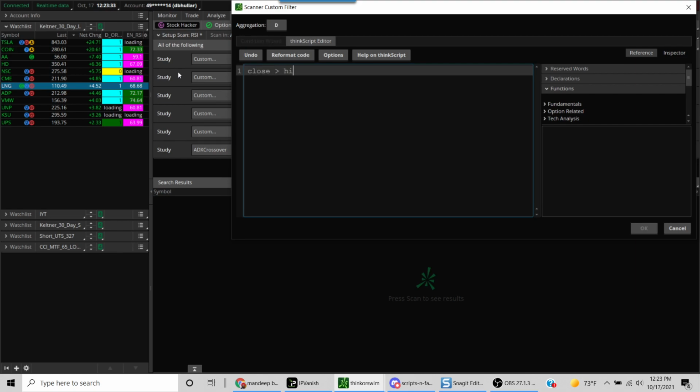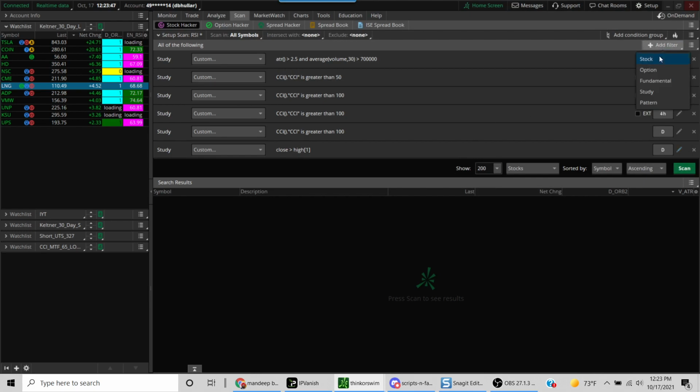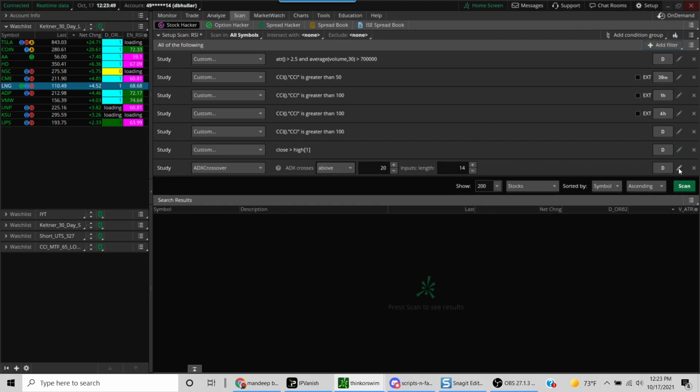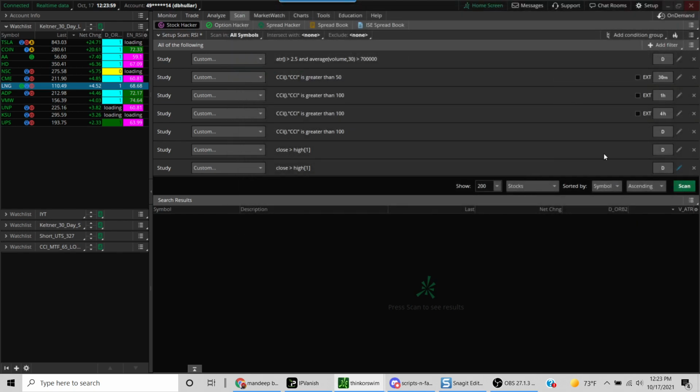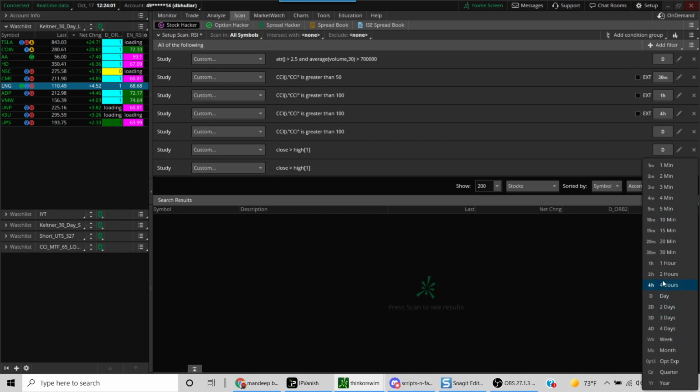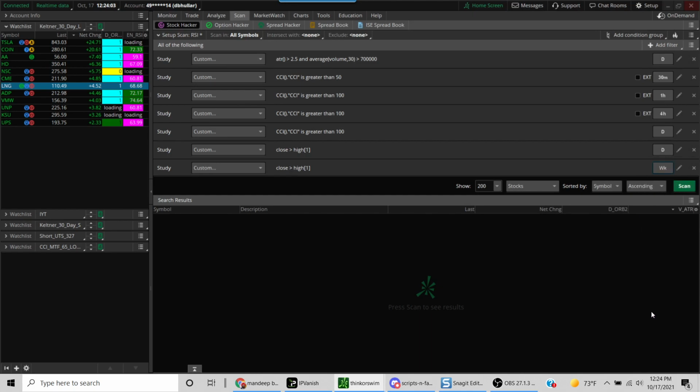So close is greater than high of the previous day. The reason we do that is that if the stock has taken out yesterday's high, it's basically taken out the resistance from yesterday. And we'll add one more filter here, and it's basically going to do the same thing, except that we'll look at it on a weekly time frame. So close is greater than high of the previous week as well, right? By doing this, we'll make sure that none of these stocks are chopping. And so this is basically what our scan is going to look like.